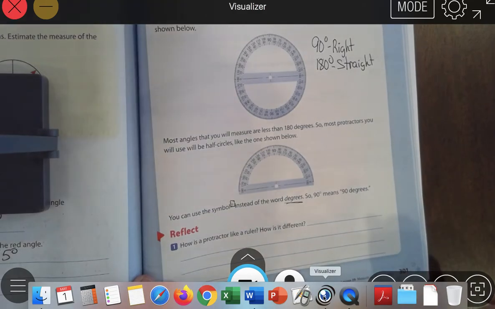How is a protractor like a ruler? A protractor is like a ruler because it has numbers.